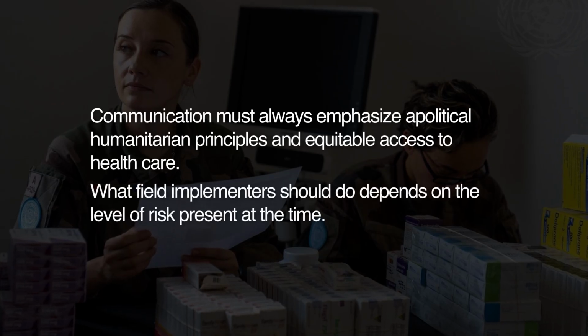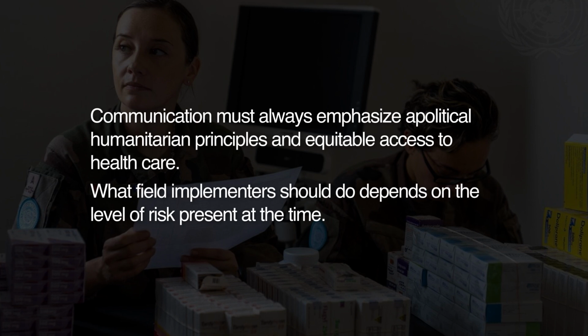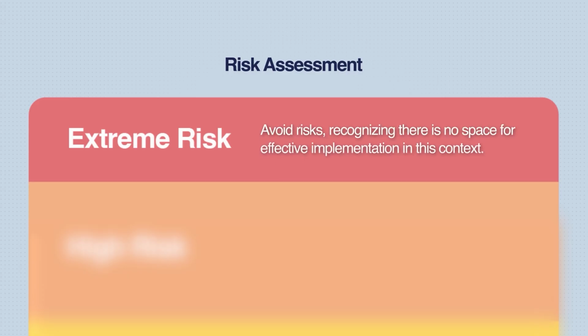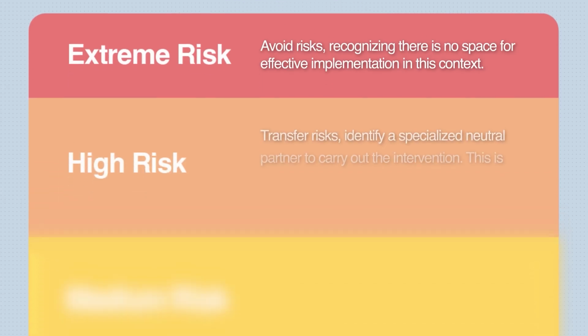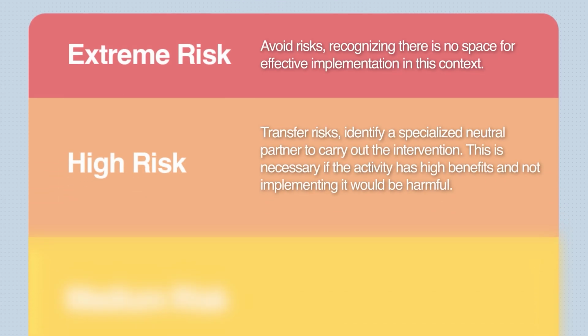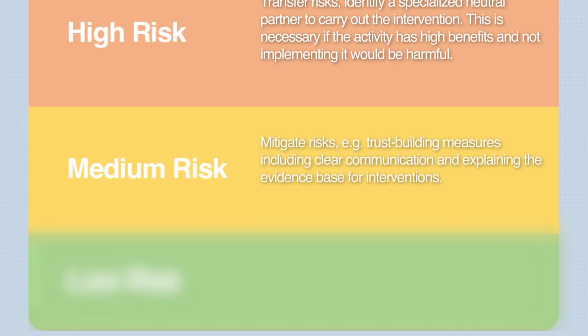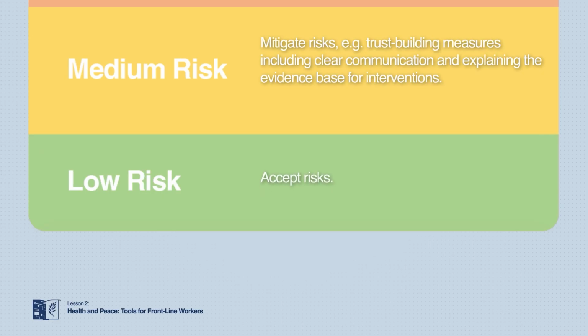What field implementers should do depends on the level of risk present at the time. Extreme risk. Avoid risks, recognizing there is no space for effective implementation in this context. High risk. Transfer risks. Identify a specialized neutral partner to carry out the intervention. This is necessary if the activity has high benefits and not implementing it would be harmful. Medium risk. Mitigate risks, for example, trust-building measures, including clear communication and explaining the evidence base for interventions. Low risks. Accept risks.